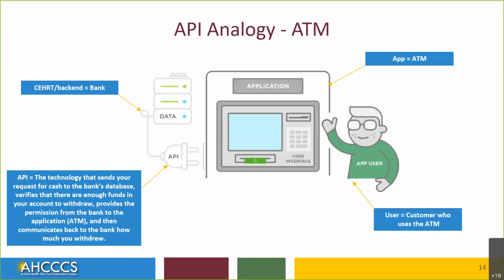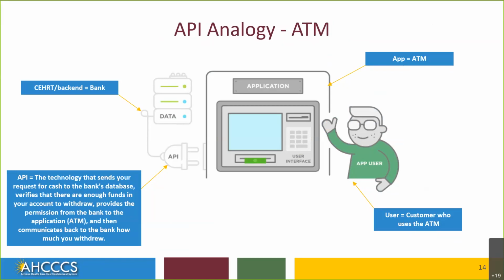In the back end is going to be the CERT, otherwise known as the bank in this example. The bank knows what's going on with your bank account. Now, how does that ATM machine get all that information? Well, the technology will come from the bank, sending it to that ATM machine, saying how much cash you have in your account. There are all these wires going back and forth, sending information to communicate between the bank and the ATM machine. So the API is the technology that sends your request for cash to the bank's database, verifies that there are enough funds in your bank account to withdraw, provides the permission from the bank to the ATM, and then communicates back to the bank how much you withdrew.